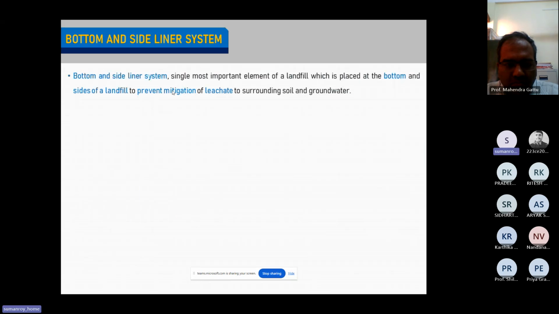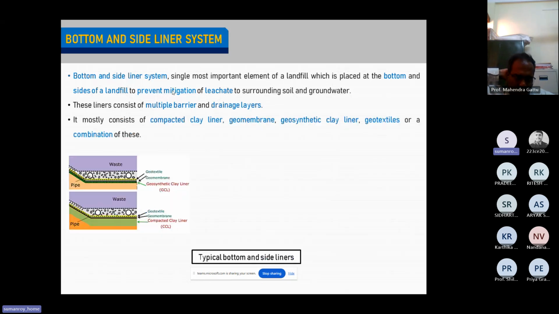Now, we will be talking specifically about the bottom and side lining system, and we will be talking specifically about the top cover system. When we talk about the bottom and side lining system, as I've said earlier, the main job is to prevent the leachate from coming in contact with the surrounding soil and the groundwater, because if it comes in contact with the groundwater, the first thing it will do is contaminate the groundwater. That is why the bottom and side lining system is made up of multiple barriers and multiple drainage layers.